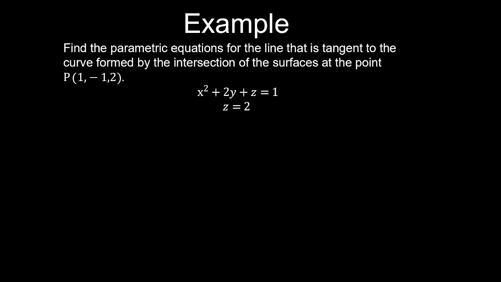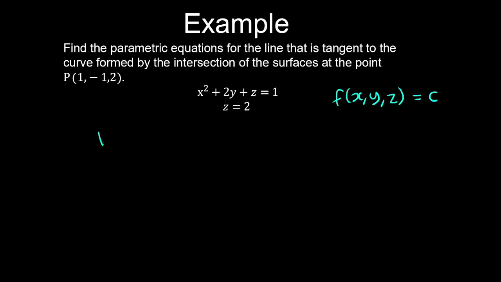Find the parametric equations for the line that is tangent to the curve formed by the intersection of these surfaces at the given point. So we see that these are level surfaces because the function in both cases is equal to a constant. So the gradients of both surfaces at the given point will be perpendicular to each surface at that point.